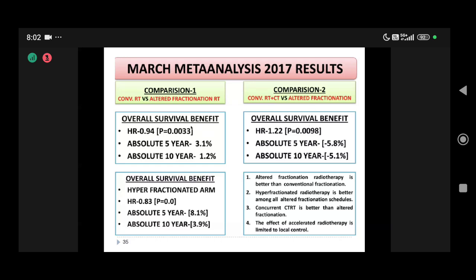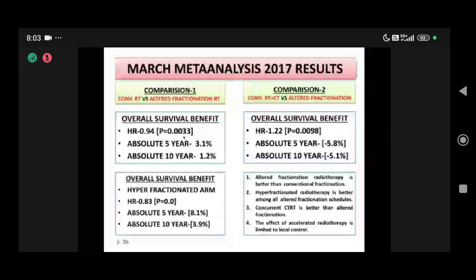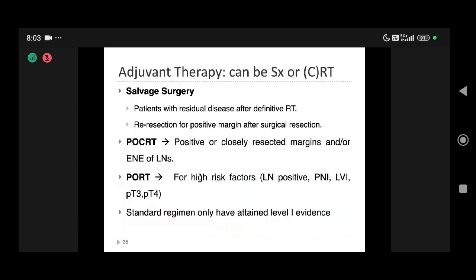And what they saw was that if a patient is ineligible for chemotherapy or cisplatin, if you do altered fractionation radiation, there is improvement in OS as compared to conventional radiation. Whereas the conventional chemoradiation did at par with altered fractionation. So if you can give chemotherapy, do conventional chemoradiotherapy. But if you cannot give concurrent chemotherapy, then you can consider altered fractionation radiation to improve your oncological outcomes.